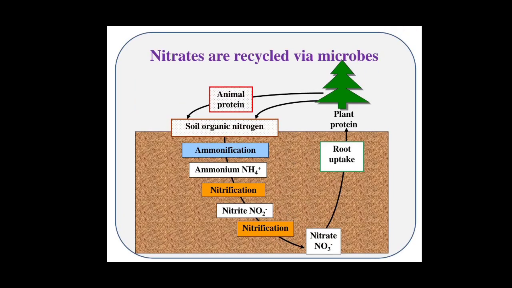Nitrates are recycled with microbes. The plants or animals which die on the earth are decomposed by microbes or decomposers. Nitrogen compounds are also liberated from these dead bodies and mixed in the soil, and these also undergo many reactions, and nitrate ions are formed, which are also used for the growth of plants.